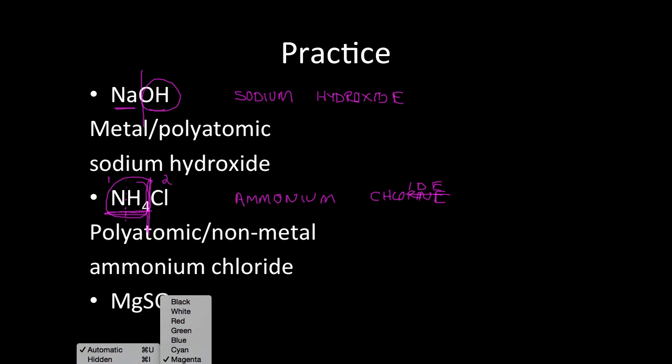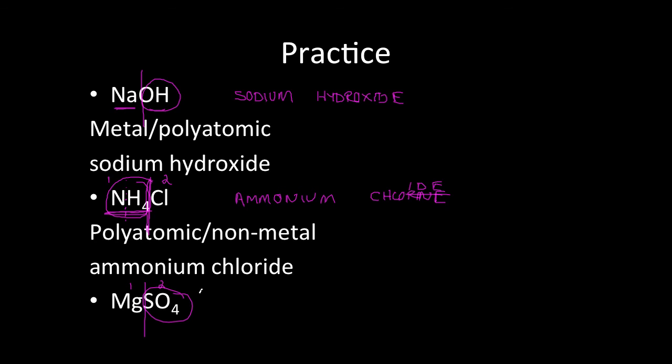Last one, we have MgSO4. Mg is my metal, and I'm going to put my dividing line between my two parts in my binary compound, and as I see, the second part is a polyatomic ion. So I have a metal and a polyatomic ion. My metal's name is magnesium, and my polyatomic ion's name is sulfate.